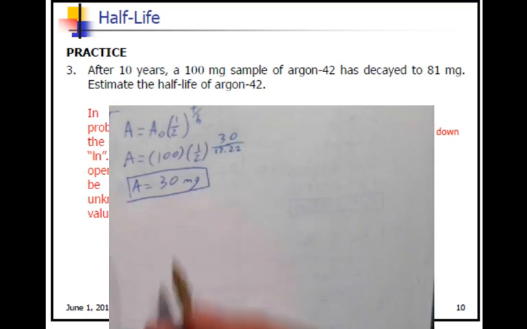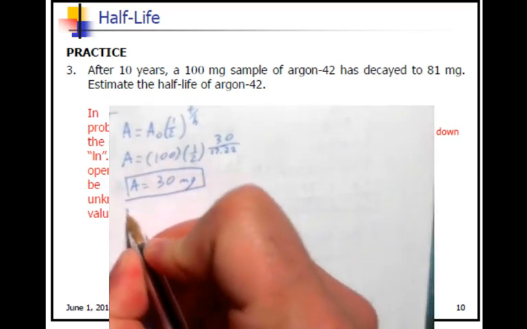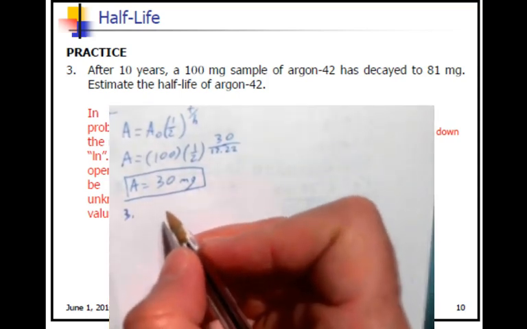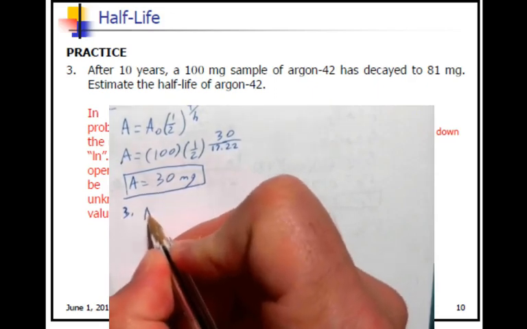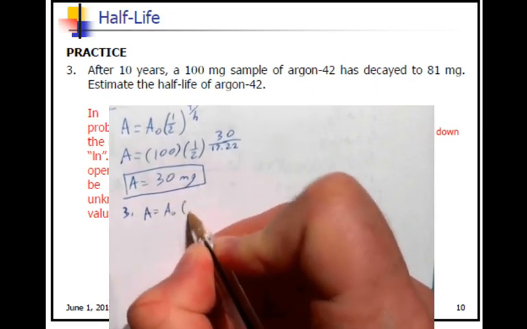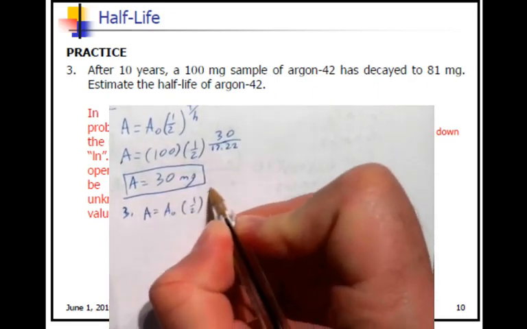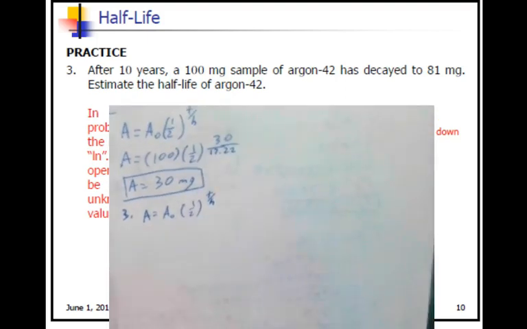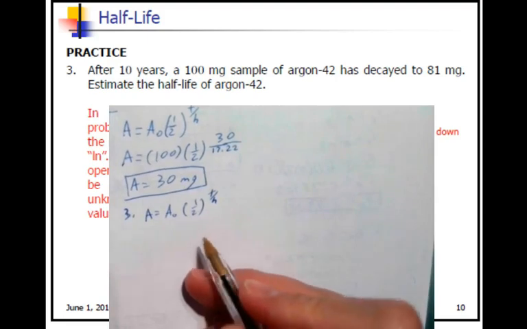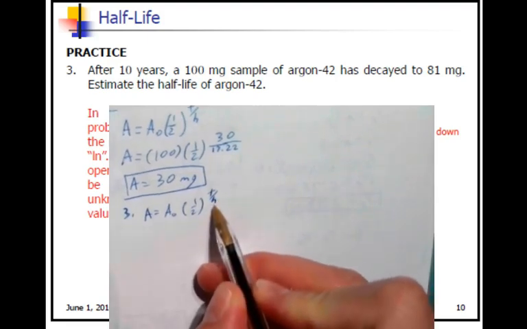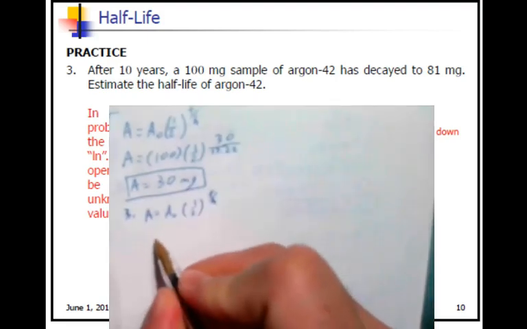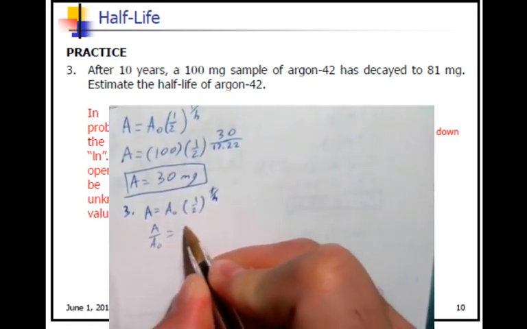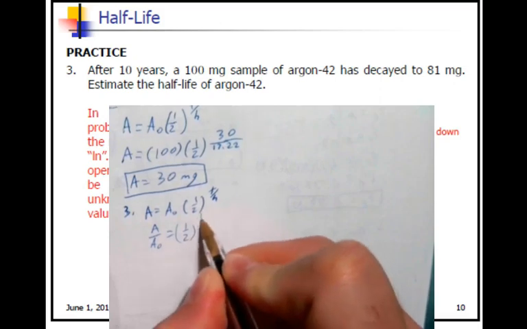So that was question 2. This is question 3. In this case, we start with the same equation, A equals A naught (1/2)^(T over H), and we need to isolate this for H. So let's write both sides in their fraction form.